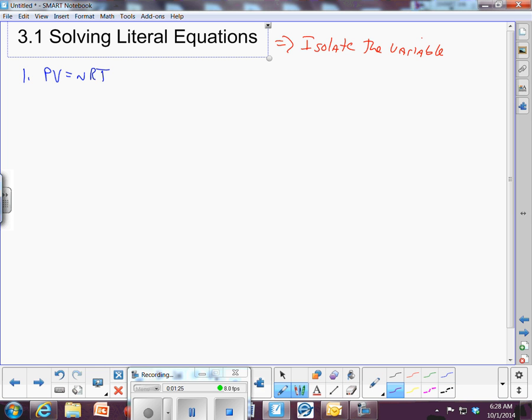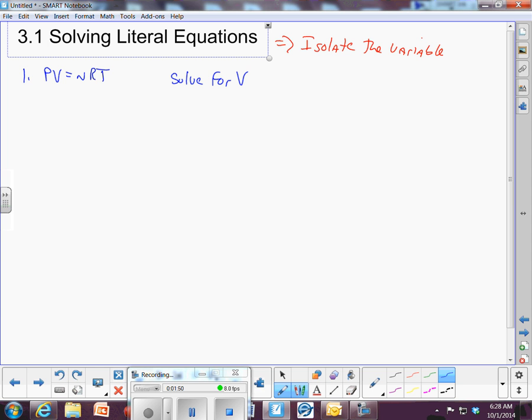Now, if you look at this formula, we could solve for the pressure, the volume, the number of moles, the constant, or the temperature. So you could solve for any of the 5 variables. The reality is they'll tell us which one to solve for, and that's the one we're going to isolate. So in this one, let's solve for volume.